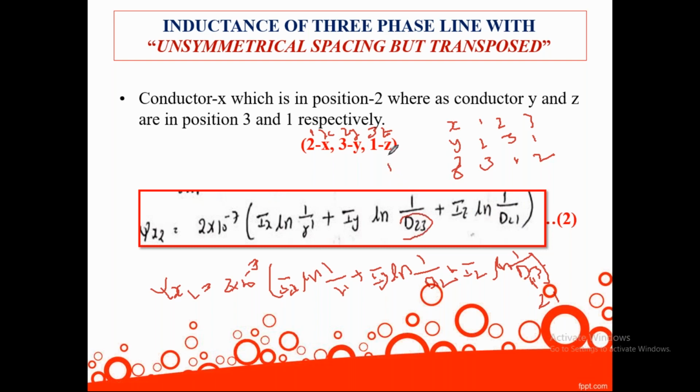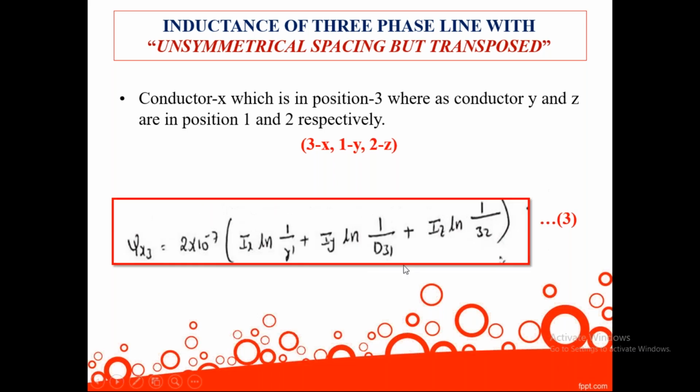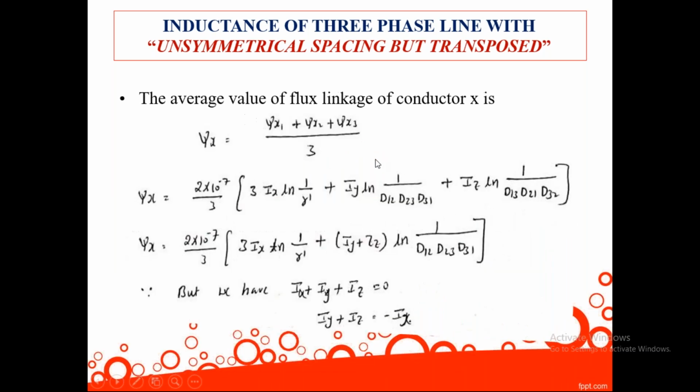So if it is 1 in the next cycle, it will become 2. If it is 2 in the next cycle, it will become 3. If it is 3 in the next cycle, it will come 1. So you have to remember that. Now this is the flux linkage when the conductor x is in position 2. Now we'll see that when the conductor is in position 3, you will get the replacement of xyz like this: 3 1 and 3 2.